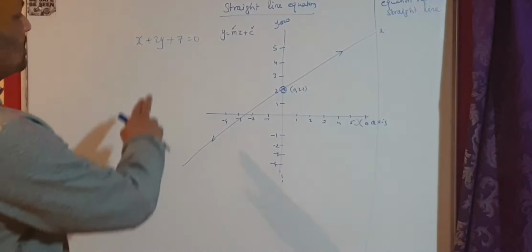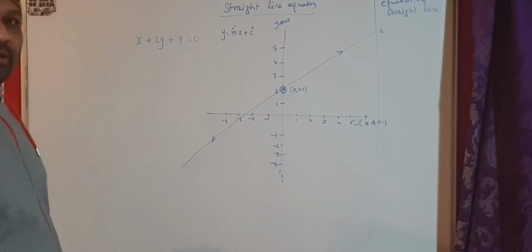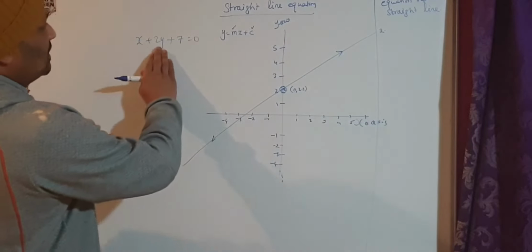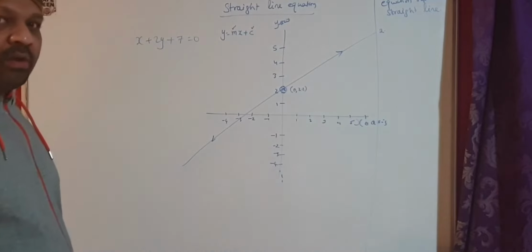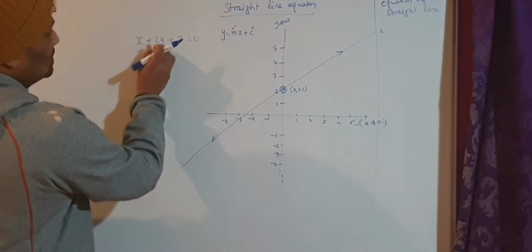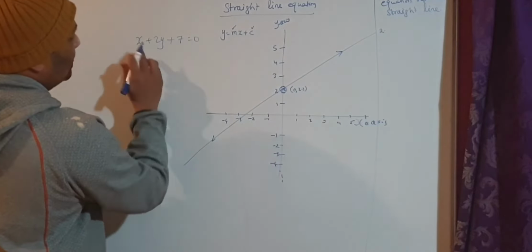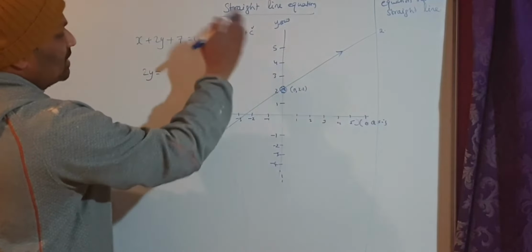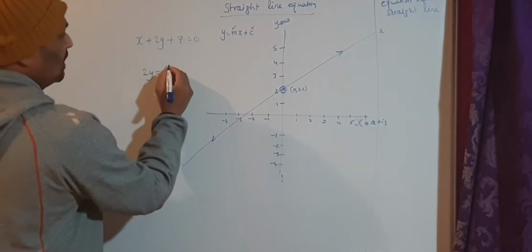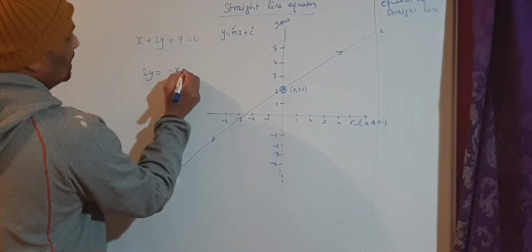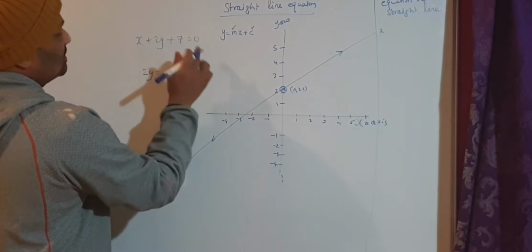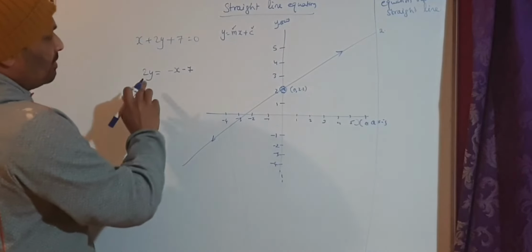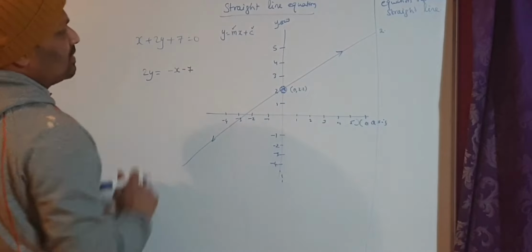So this is an equation that I've given, and I've asked you to find out what is the slope of it. To find out the slope, you need to convert this into this format. How can we convert it? Keep this 2y here on this side and take this plus x and plus 7 onto the other side of the equation. Plus x becomes minus x and plus 7 becomes minus 7.